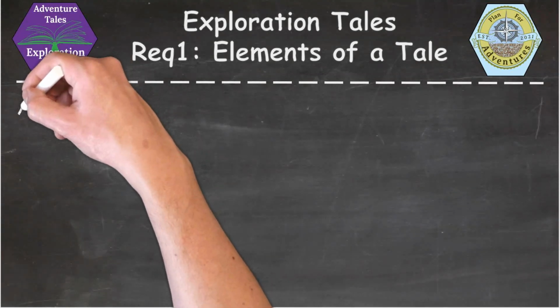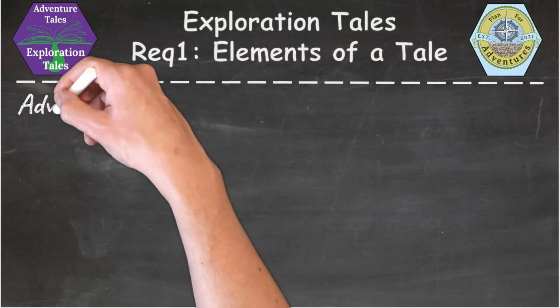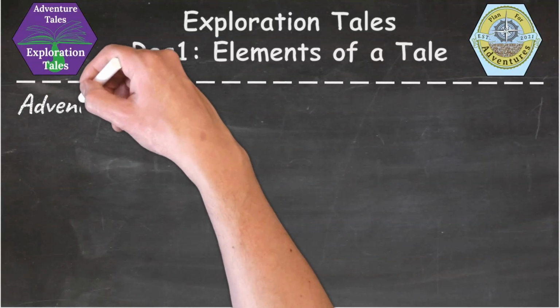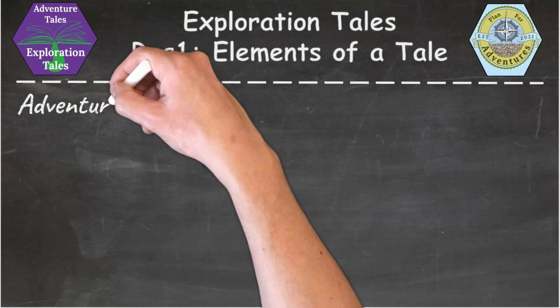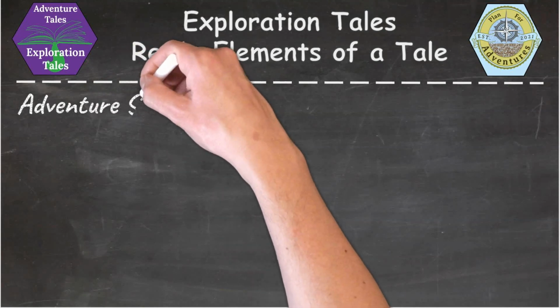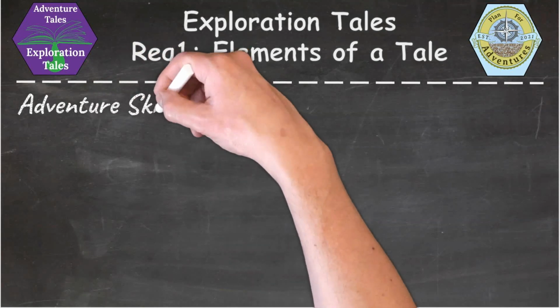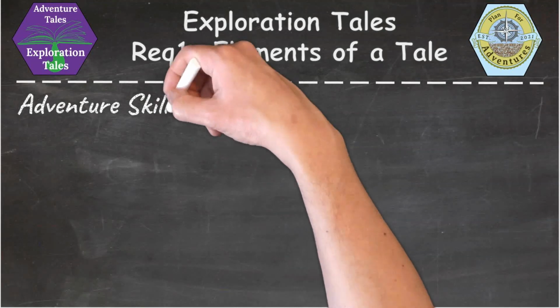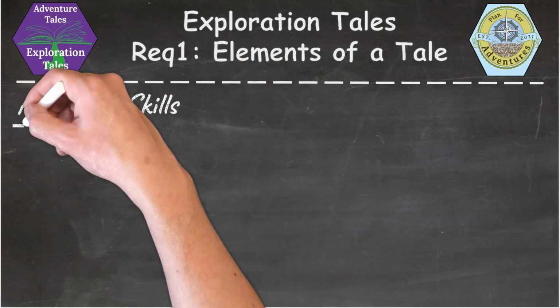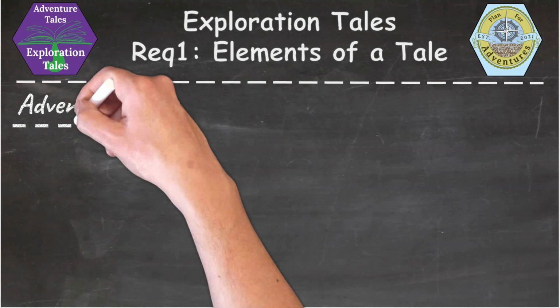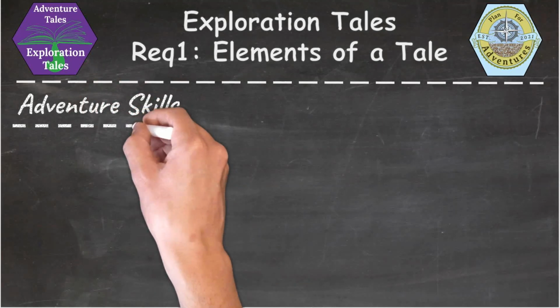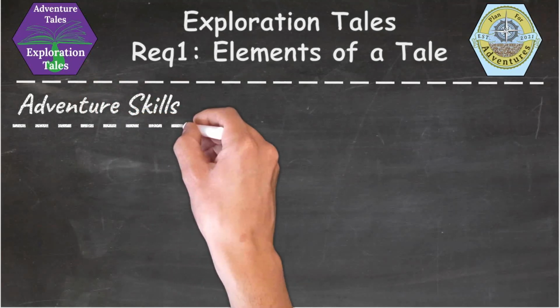Let's take a look at some of the adventure skills that we're working on with this part of the adventure. Let's learn about the basic elements of a tale. First up are the characters. The characters are the people, animals, or beings that are acting in your story. Next is the plot. The plot is the overall theme of what your story is about.